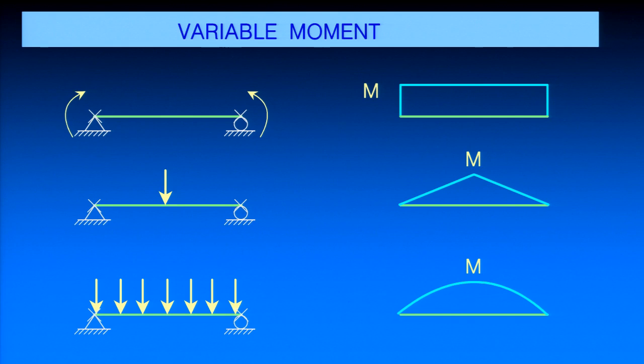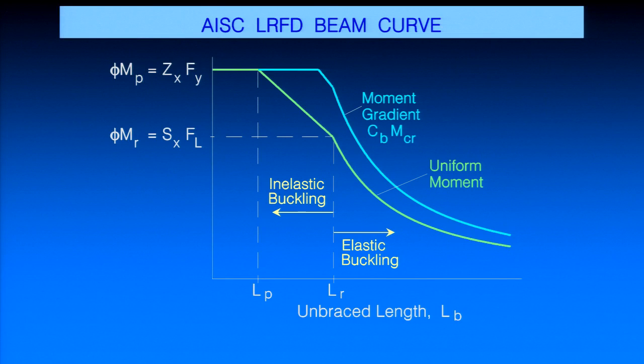So for cases where we have a moment gradient, typically the way we account for those is with a C sub B factor. We take that C sub B factor, which we're going to be looking at here, and this is the basic curve for uniform moment. For a case of moment gradient, all we do is amplify this entire curve. But we have to come in and cut off the capacity at phi M p. Now the expressions we have for C sub B have changed a little bit throughout the years.